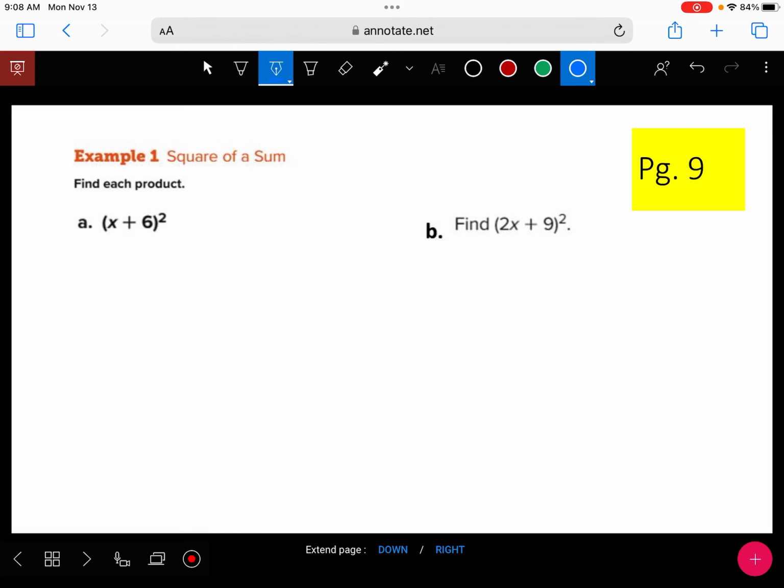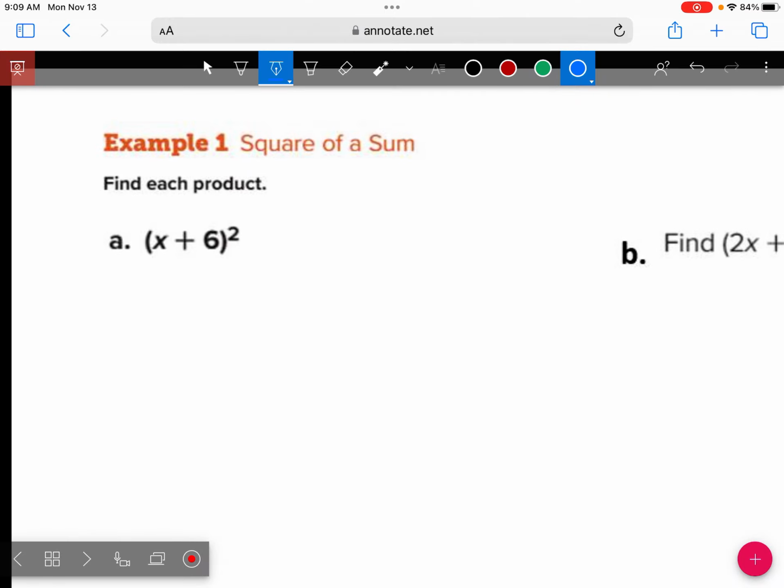So this was one of the homework questions. It says, what is this squared? Whenever you see a square on the outside of the parentheses, that means you're multiplying it against itself. So x plus 6 squared means x plus 6 times x plus 6. That's what that means. So make your box.